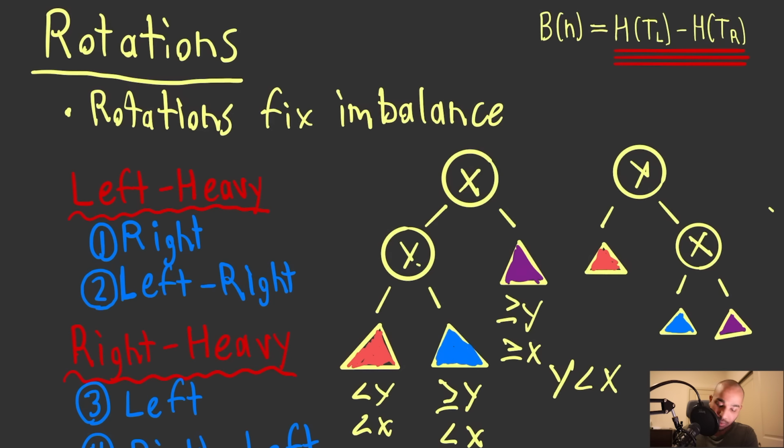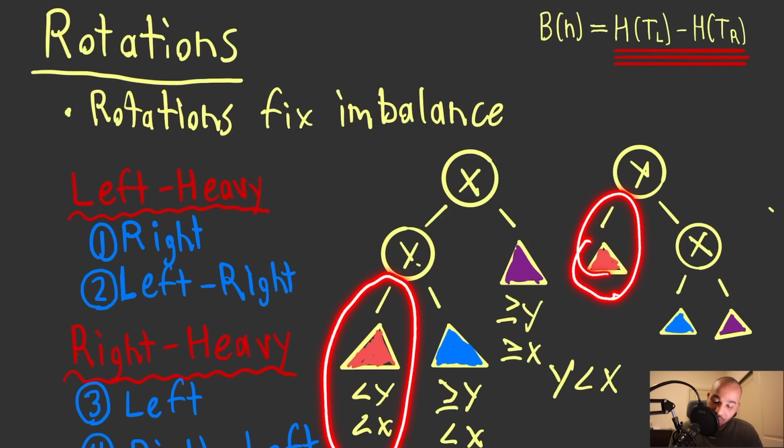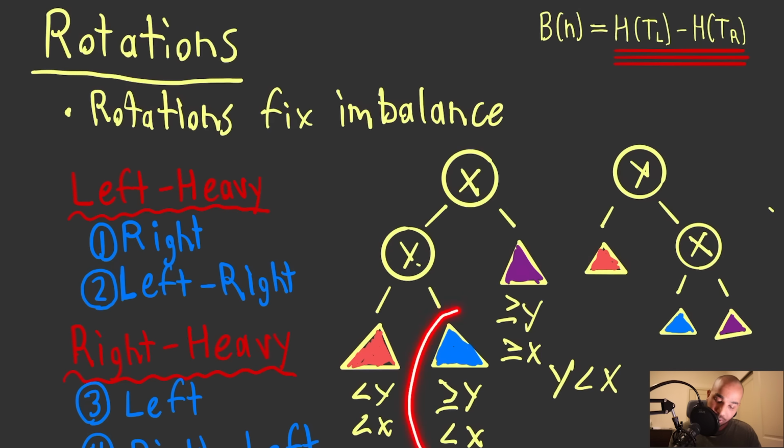We don't want to lose any nodes. Let's look at the properties that we had before. So we see that this subtree right here, the red one, is less than Y, less than X. Over here, this subtree right there, that makes sense. That's also less than Y and less than X. So that holds.